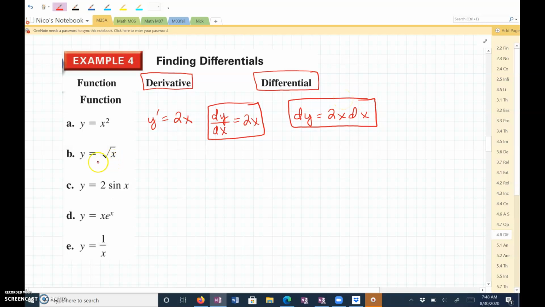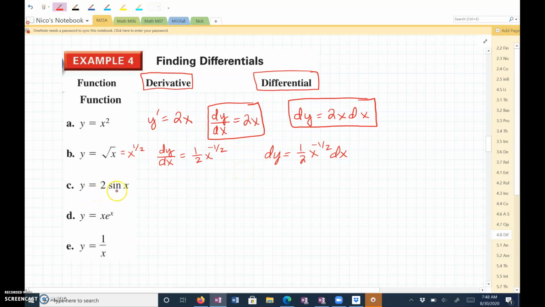Let's look at the next example. y equals the square root of x. So remember, the square root of x is equal to x to the 1/2 power. So dy dx would be equal to 1/2 x to the negative 1/2 power. So the differential dy would equal 1/2 x to the negative 1/2 power dx.